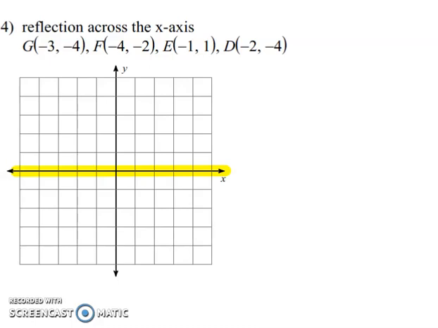So G is negative 3, 1, 2, 3, negative 4, 1, 2, 3, 4. Okay, F is negative 4, negative 2. E is negative 1, 1. And D is negative 2, negative 4.